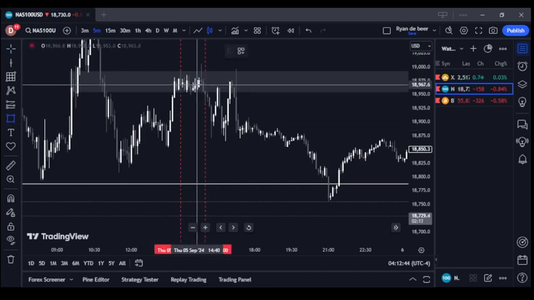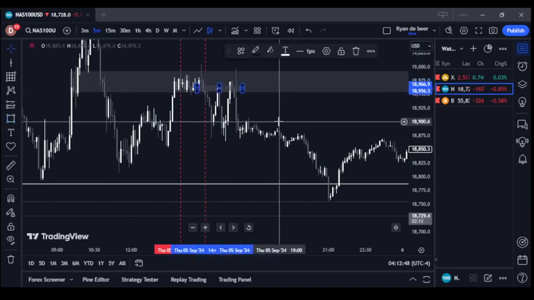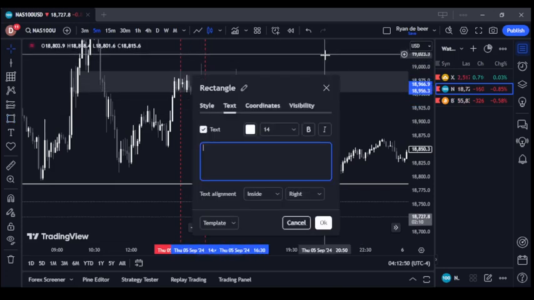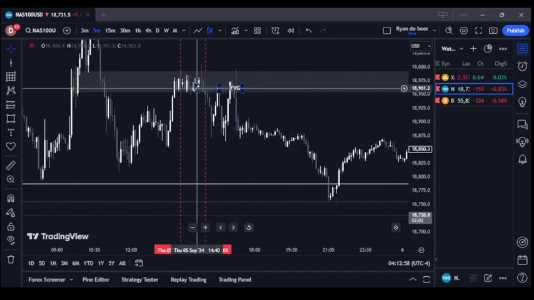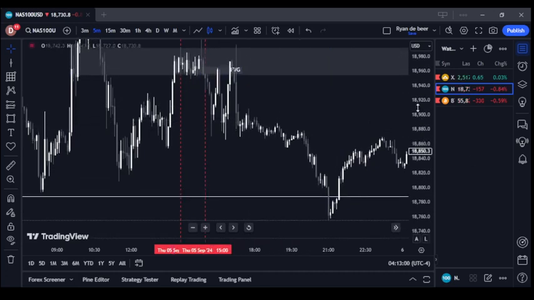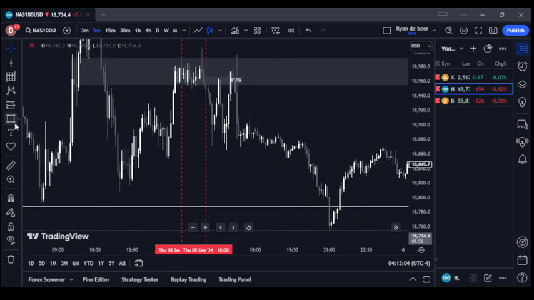So as you can see, you wait for a fair value gap to form within your PM session. You mark out your fair value gap as an entry, or you can use that fair value gap as an entry model. You got your bearish order block right there, but I'm not too worried about my order blocks. I mostly just use my fair value gaps.